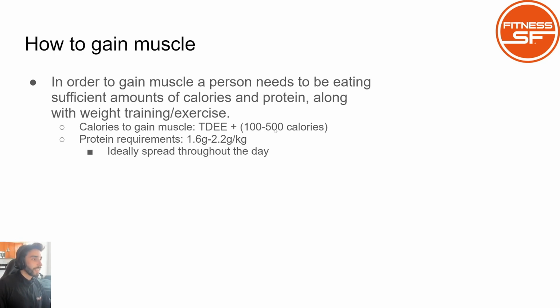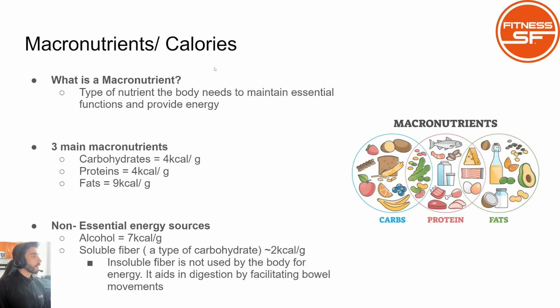So you're just going to have to lose that fat in the future. It's kind of a waste of time. Just do a small calorie surplus. You don't need that much. 100 to 200 calories is usually good enough. Protein requirements, same thing, 1.6 grams to 2.2 grams per kg. Spread it throughout the day, a couple meals, 3 or 4 portions if you can. All right.